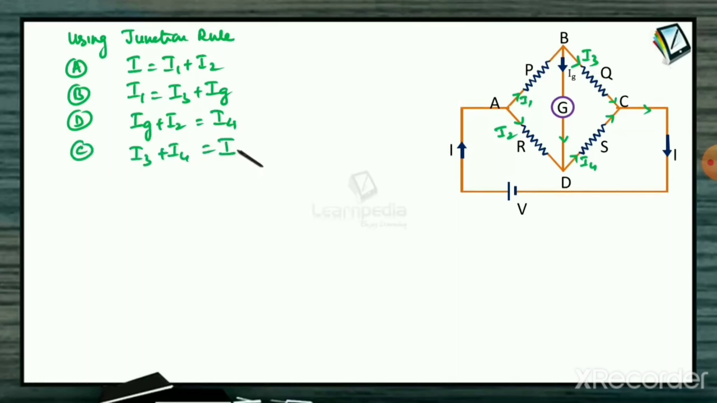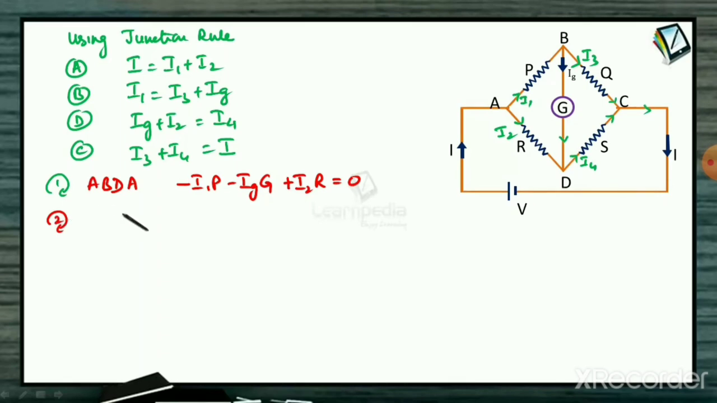Now we can use the loop rule. Loop 1 we can take as A, B, D back to A. So we get minus I1P minus IGG plus I2R is equal to 0. Similarly, we can apply the loop rule to the bigger loop A, B, C, D back to A. We start: minus I1P minus I3Q plus I4S plus I2R is equal to 0.